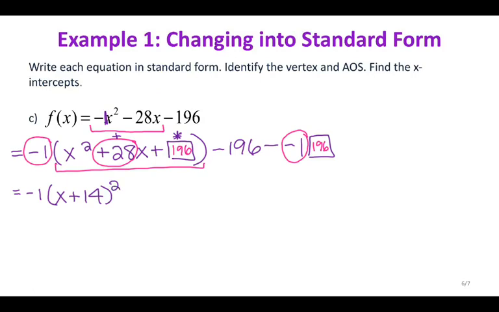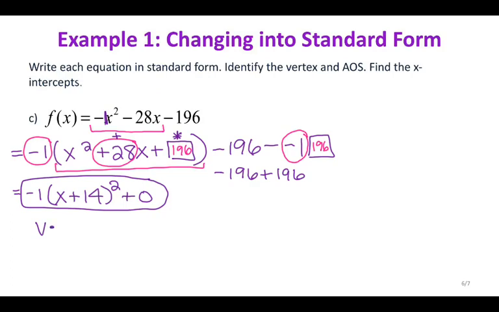And then over here, I'm going to go ahead and start to simplify. I had -196. Subtracting a negative is the same thing as plus. 1 times 196 is just 196. So that leaves me with 0. So this is my equation in standard or vertex form. My vertex is going to be -14, 0. And my axis of symmetry is x equals -14.